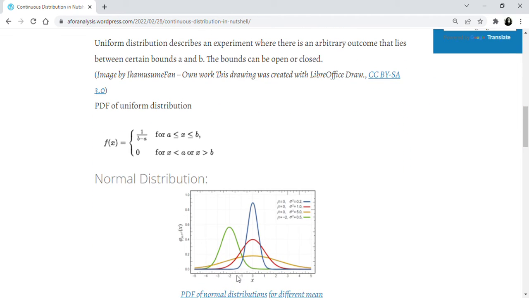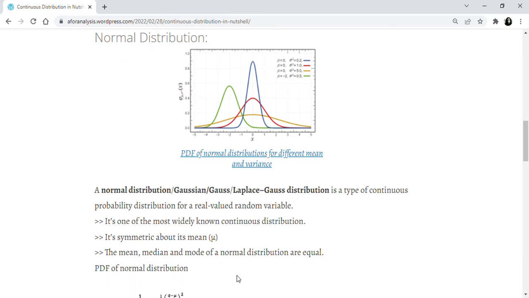Next type of continuous distribution is normal distribution, and this is one of the most widely known continuous distributions. There are other names of normal distribution. You may sometimes call it Gaussian distribution or Gauss or Laplace-Gauss distribution and so on. And this distribution is actually symmetric about its mean, which is also denoted by the sign mu, and the mean, median, mode of normal distribution are equal.